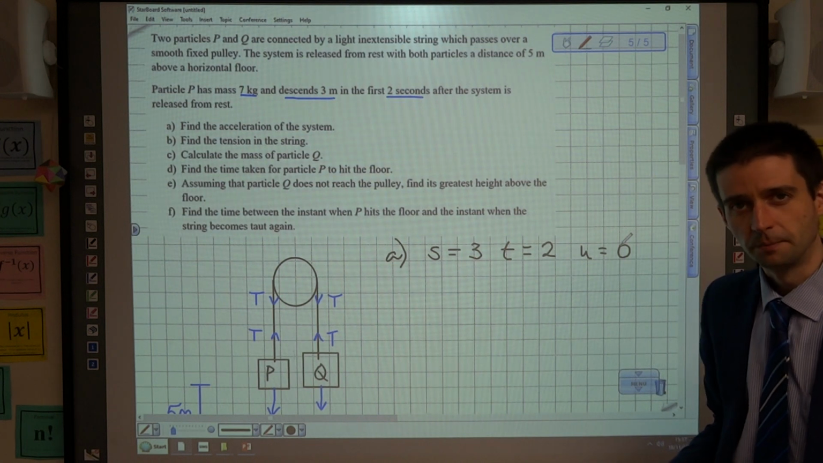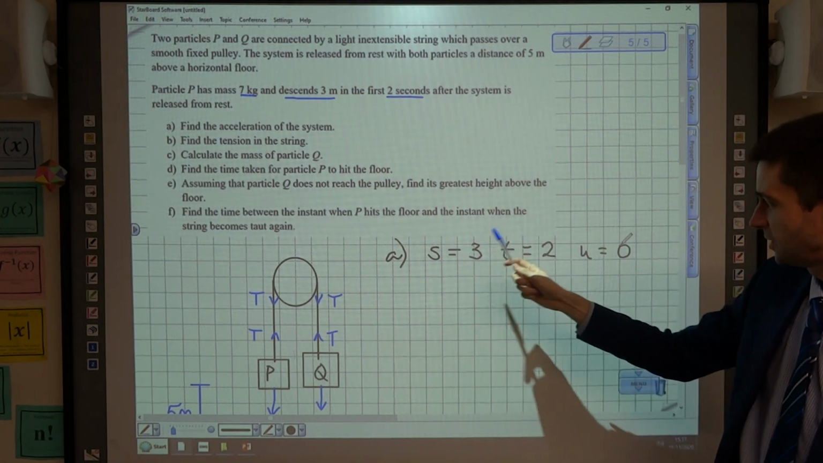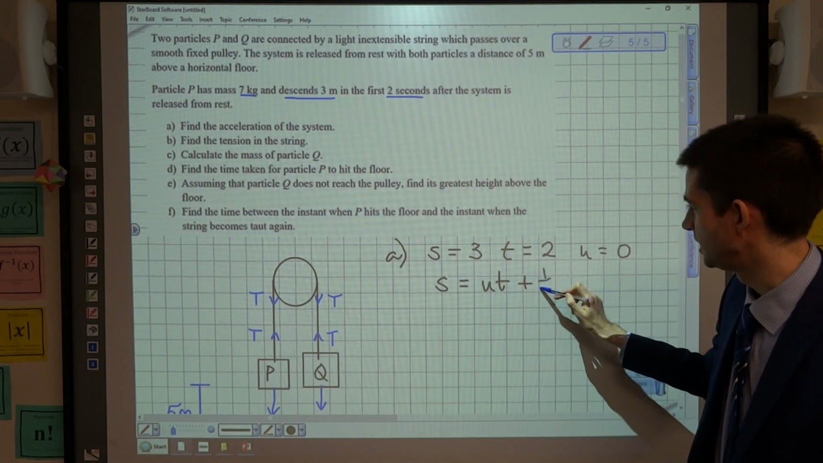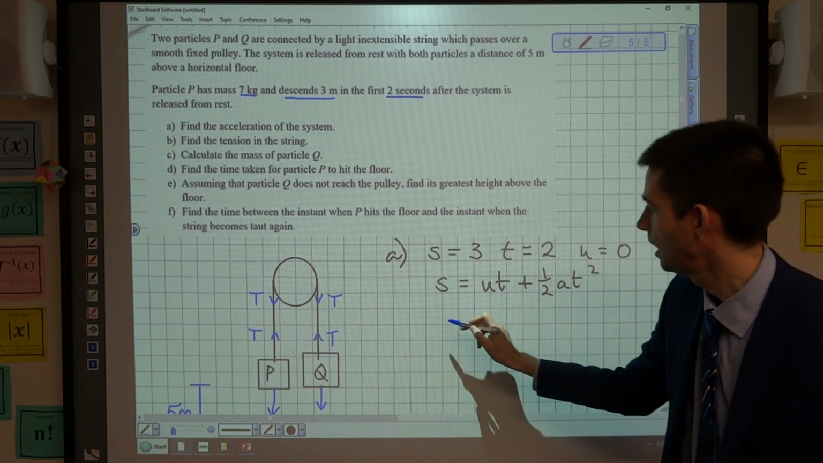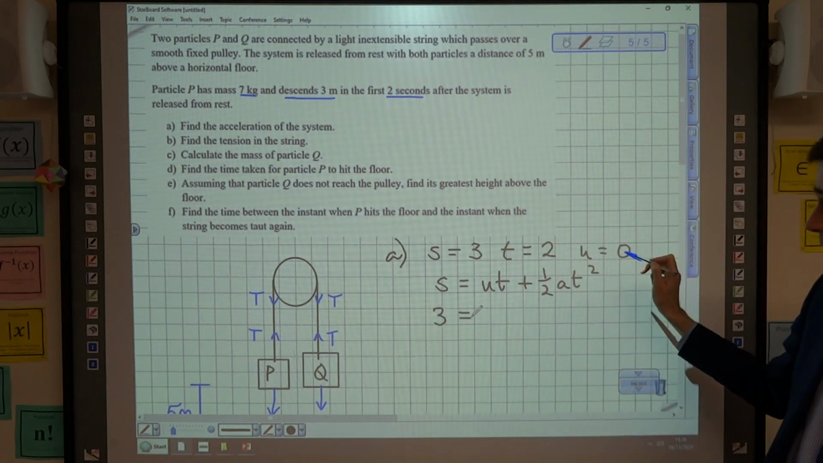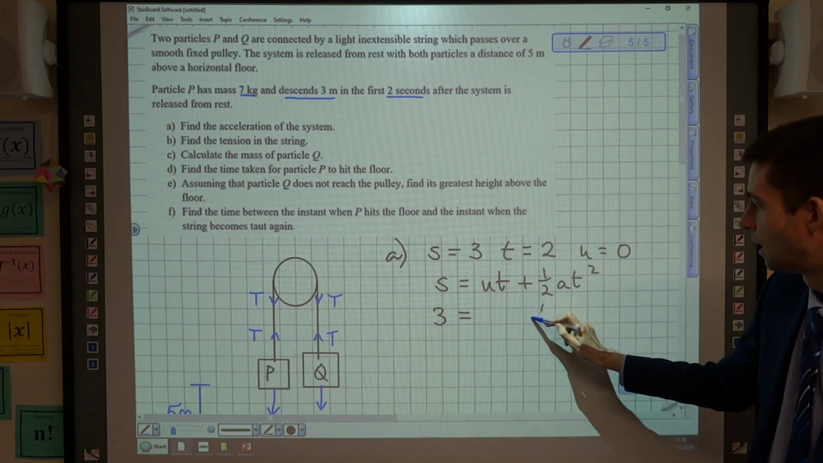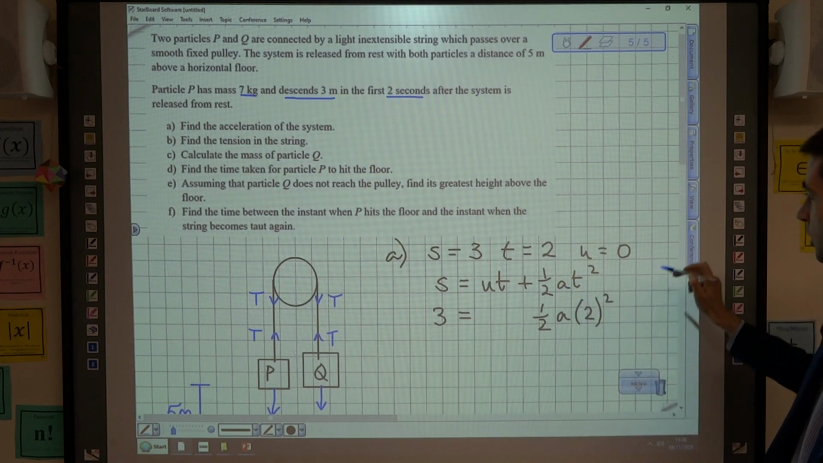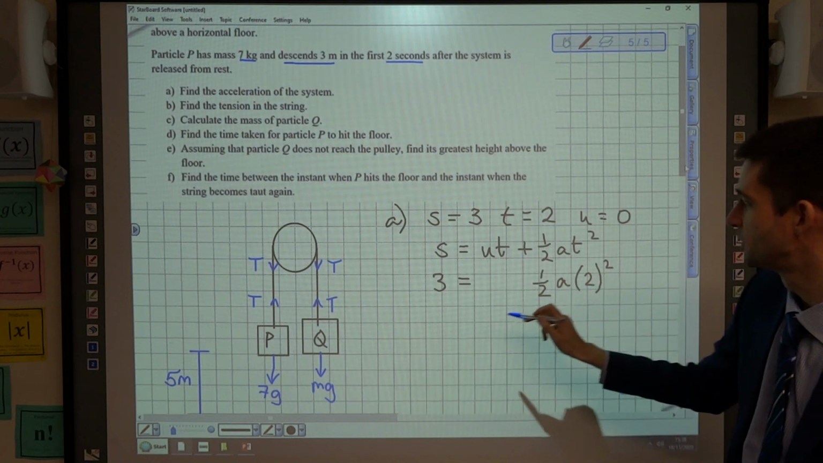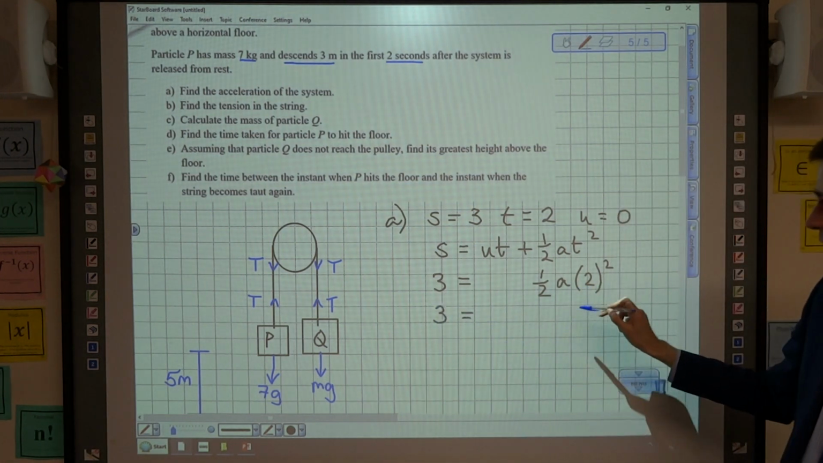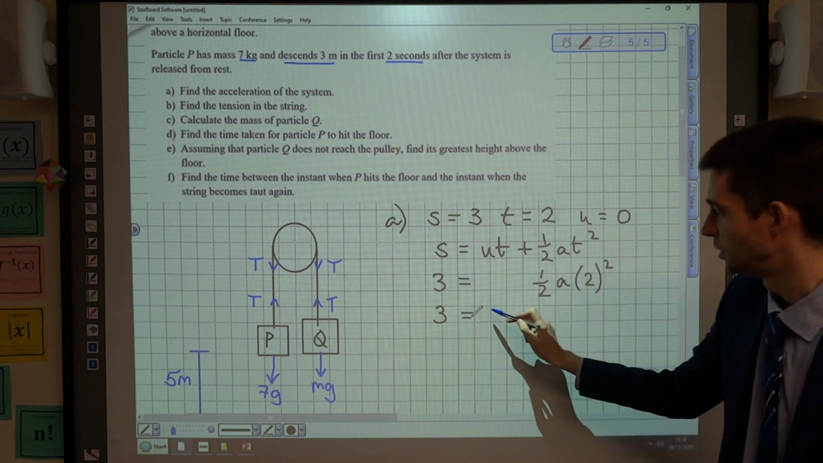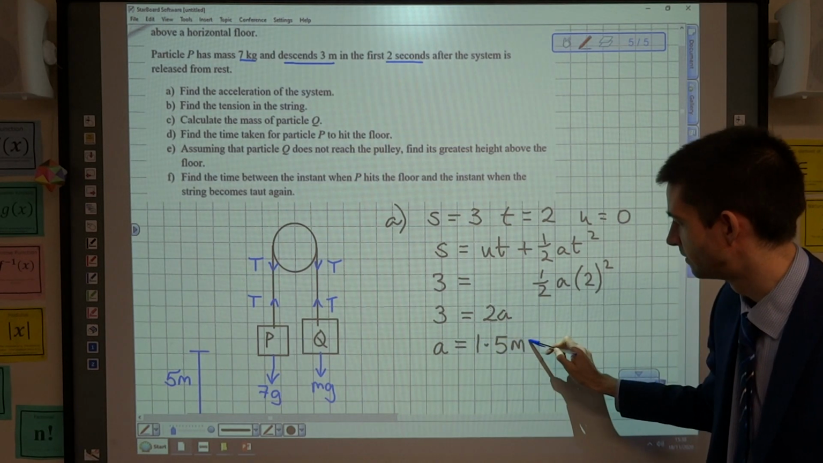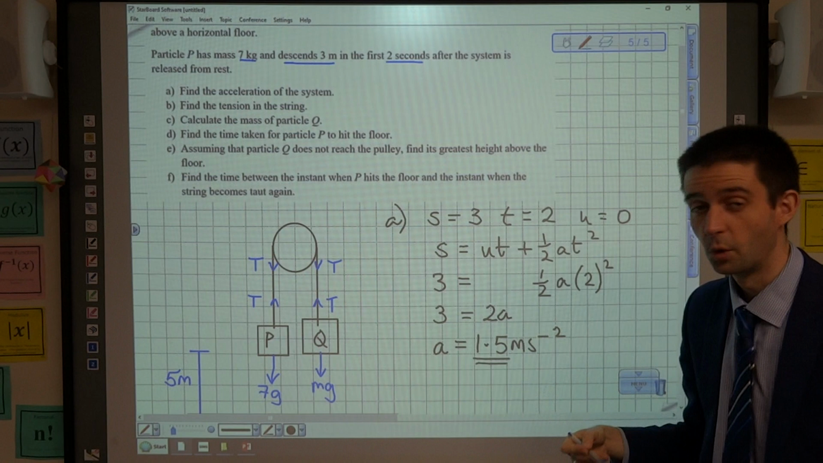So we're trying to find acceleration, so we're looking for the equation of motion that has s, t, u and a in it, which is s equals ut plus a half at squared. We know that s is 3. We know ut is 0, and a half a t squared, 2 squared is 4. So that means that 3 is equal to, half of 4 is 2, 2a. So therefore the acceleration of the system is 1.5 metres per second squared.